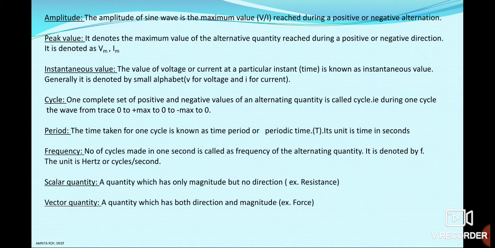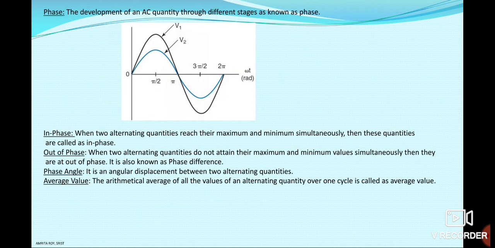I have written them properly, and here is one basic definition, that is scalar and vector quantity. Scalar quantity, as we all know, has only magnitude but no direction. For example, resistance, because it is a passive element, has no direction but it has a magnitude. It may be 4, 3 or 5 ohm or kilo ohms. But a vector quantity, that is an alternating quantity, such as an electromotive force, has both magnitude and direction, so it's called a vector quantity.